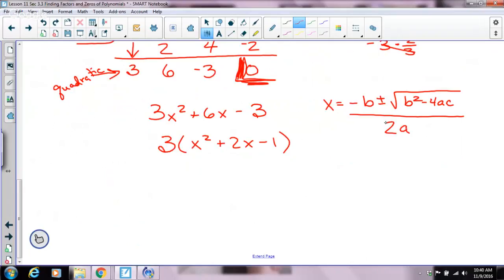So I have a question. If your B is already negative, you wouldn't change it to a positive? No, yes, you would. If your B is negative, then it would be negative, negative, whatever. So yeah, it would become positive. Okay. You literally just plug it in.